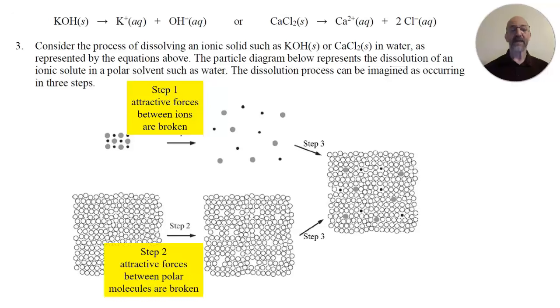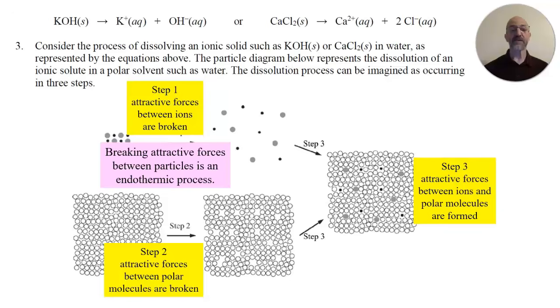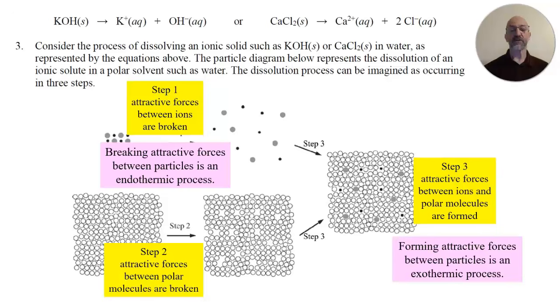Step 2, we are breaking some of the attractive forces between the polar molecules of the solvent. And then in step 3, the solute and the solvent are coming together, and attractive forces between the ions and the polar molecules of the solvent are formed. Now, each of these processes can be classified as either endothermic or exothermic. So you should know that breaking attractive forces between particles is an endothermic process, whereas forming attractive forces between particles is an exothermic process. So this information will guide us as we consider the answer choices in question 2 of this packet.